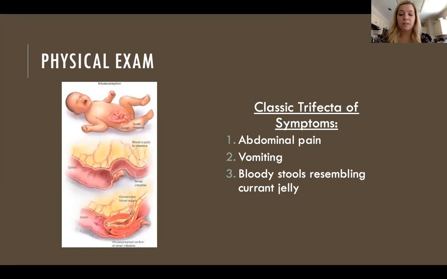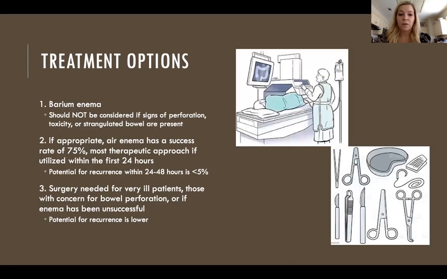Once a differential of intussusception is decided upon, other diagnostics to consider would include testing for occult blood, which is often positive, an abdominal ultrasound, which is the gold standard of testing, fluoroscopy, or an abdominal x-ray, which is less sensitive. One treatment option for intussusception is a barium enema. However, this option should not be considered if there are signs of perforation, toxicity, or a strangulated bowel. If it's appropriate, an air enema can be used and has a success rate of 75%.